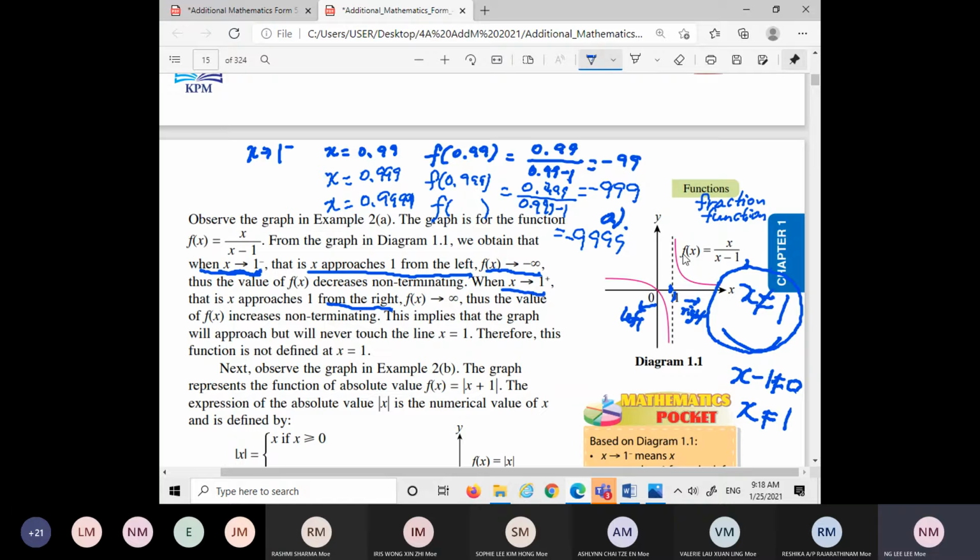Then from the right-hand side, the same thing. So x, the arrow, 1 plus, means x approaches 1 from the right, meaning bigger than 1, a number very close to 1. Let's say we start with, I start with 0, sorry, not 0.